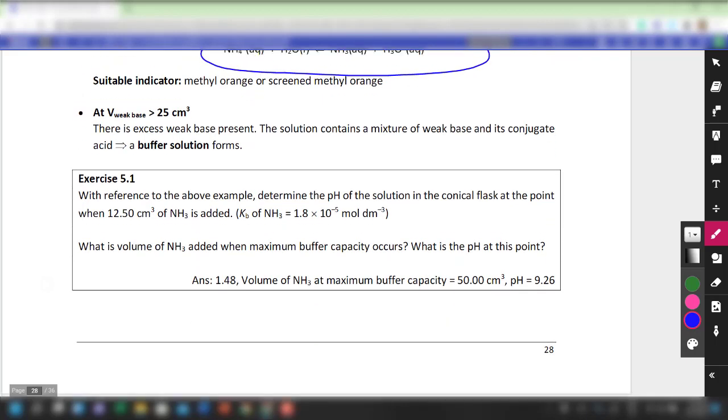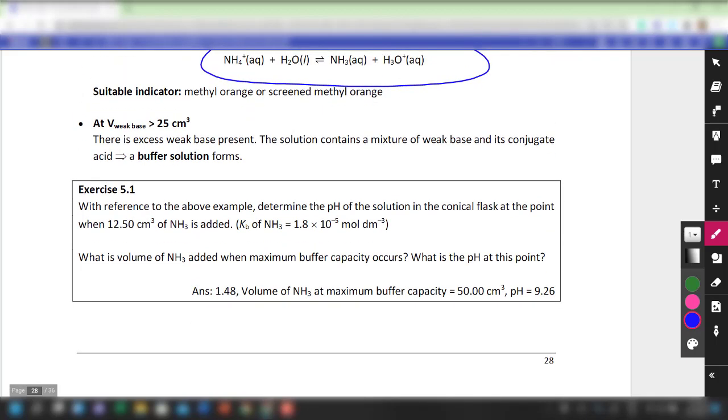Okay, so we have exercise 5.1 over here. I think they needed you to perform some calculations. With reference to the above examples, determine the pH of the solution in the conical flask when 12.50 cubic centimeters of ammonia has been added. Then they ask you what is the volume of ammonia added when maximum buffer capacity occurs, and what is the pH at this point.